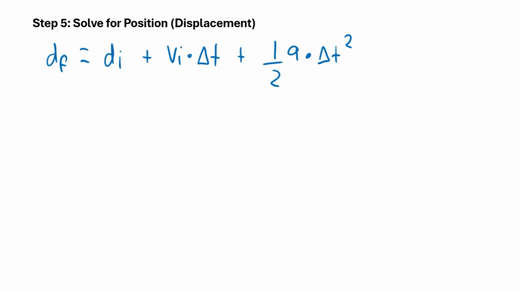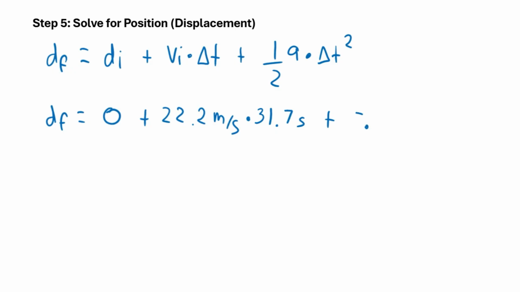So let's plug in our values. Displacement final is what we're solving for. Displacement initial is going to be 0 because according to our number line, we didn't put the train at a particular spot. And we're just going to add the initial velocity, which is 22.2 meters per second. Delta t is how long did it take the train to stop. That is going to be 31.7 seconds.